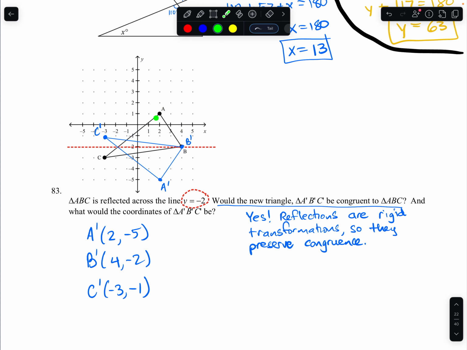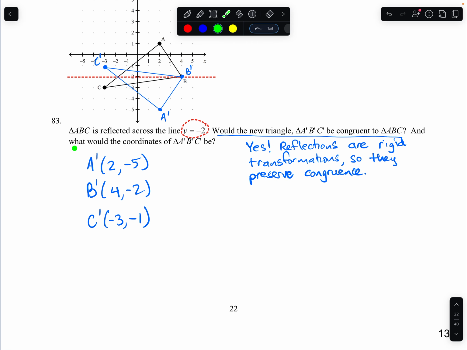83, we have triangle ABC, and we reflect it over the line y equals -2. I drew that line here as a red dotted line. The first question we have is, would the new triangle be congruent? And right off the bat, if we're reflecting, then yes. Reflections are rigid transformations. They preserve congruence. So A prime, B prime, C prime will be congruent to ABC.